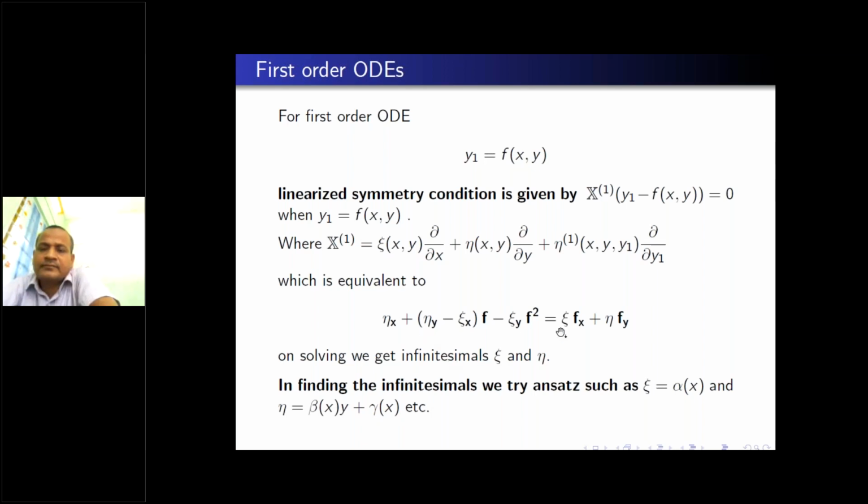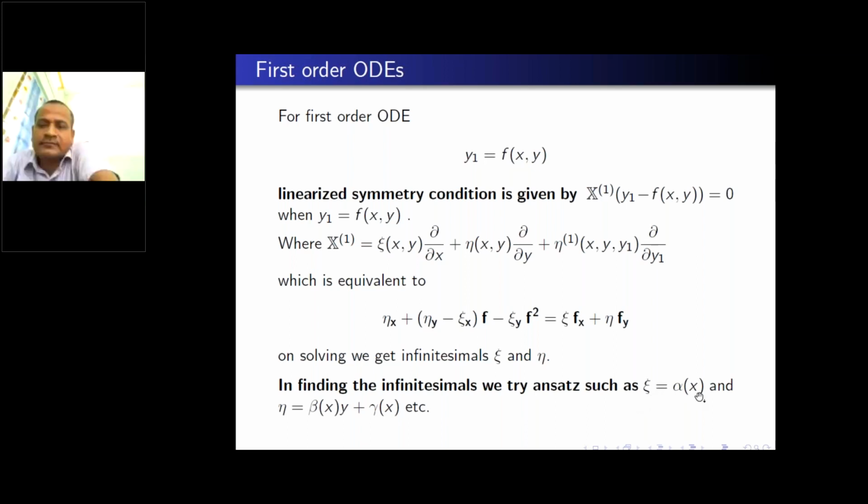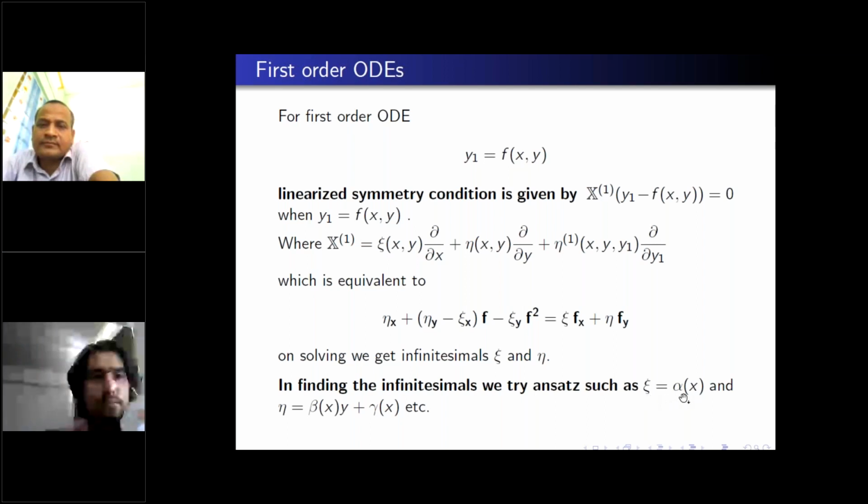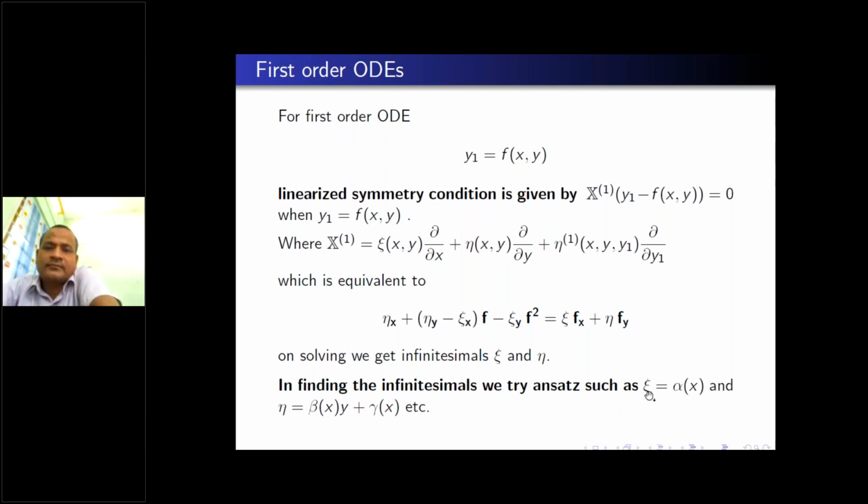Now, it is not easy to solve this equation in general. So in finding the infinitesimals, we try ansatzes such as ξ = α(x) and η = β(x)y + γ(x), etc. That is, we suppose that we want ξ as some function of x and η as some function of x times y plus γ(x). Or we can take ξ as some function of y also.